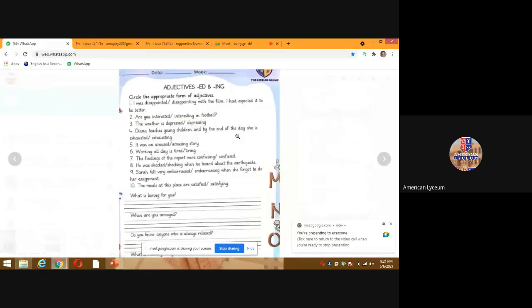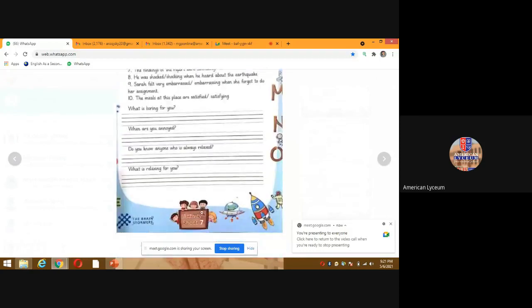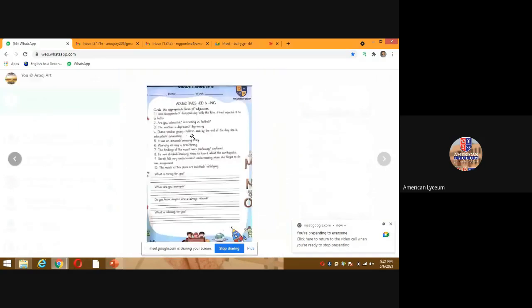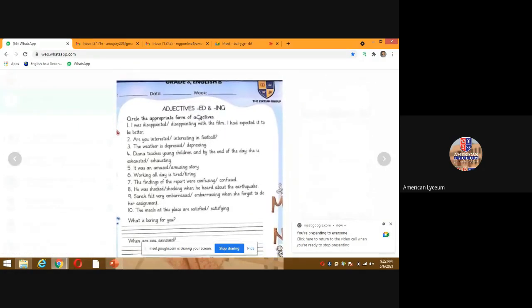So now come to activity sheet number 7. Let's come to activity sheet number 7. Adjectives ending with ed and ing. Circle the appropriate form of adjectives. So we have to see which adjective is right, ing adjective or ed adjective.